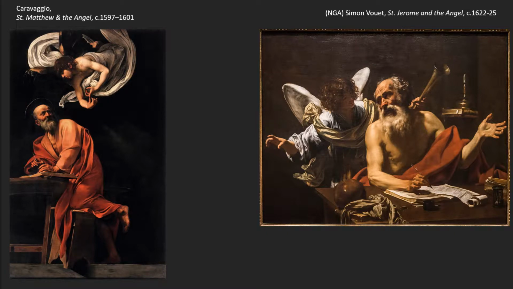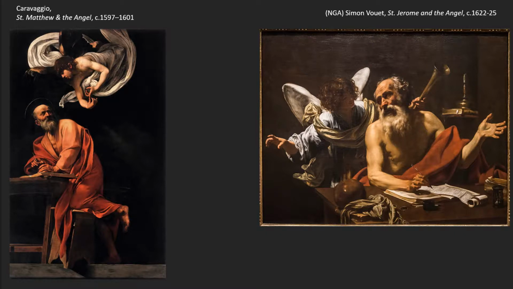But Vouet never met him, right? He got to Rome after Caravaggio was dead. And like most followers, he's not a pupil, right? He didn't study under Caravaggio. He saw the works and was well impressed, right? And mimicked them in his own works.